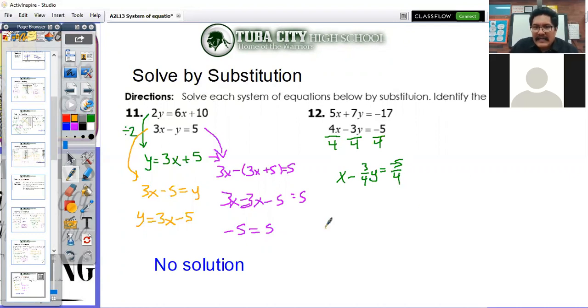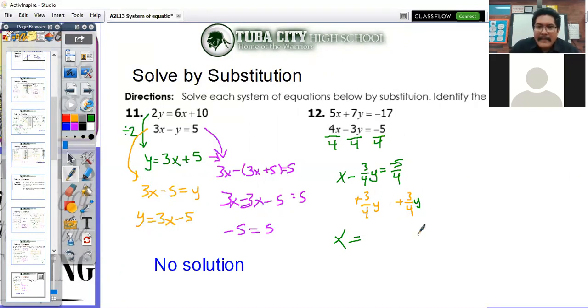Now I'm also going to have to add 3/4 y to both sides. And that's going to move it over here. So my new equation is going to be x equals, now x is by itself, which is what I wanted. Now the y is still going to be there. I didn't put the y on that one.